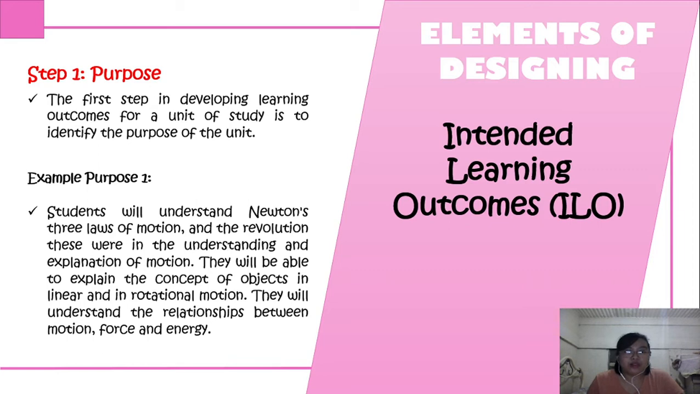I have here an example of an intended learning outcome that greatly depicts the purpose. I will read the example. Students will understand Newton's three laws of motion and the revolution. These were in the understanding and explanation of motion. They will be able to explain the concept of objects in linear and in rotational motion. They will understand the relationships between motion, force, and energy. And that is step 1, which is deciding on the purpose.